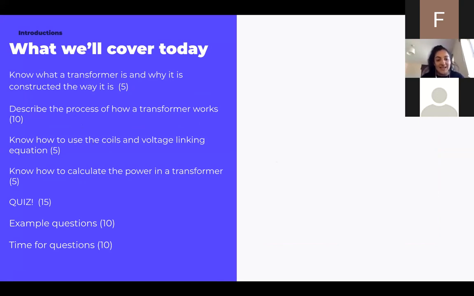And what we're going to cover today is know what a transformer is and why it is constructed the way that it is. Describe how the process of a transformer works. Know how to use the coils and voltage linking equation. That might sound slightly weird, but it will make sense later. Know how to calculate the power in a transformer.